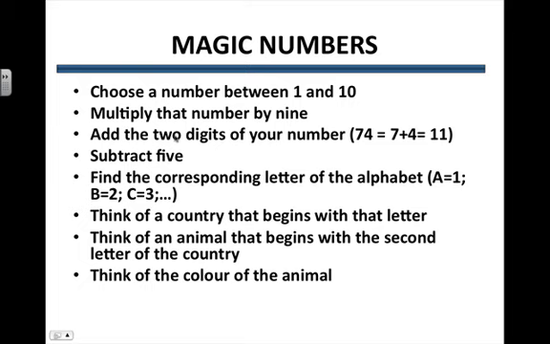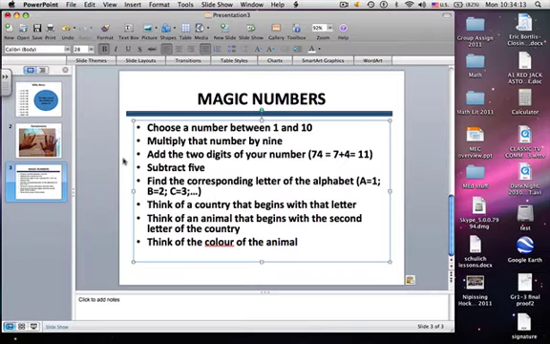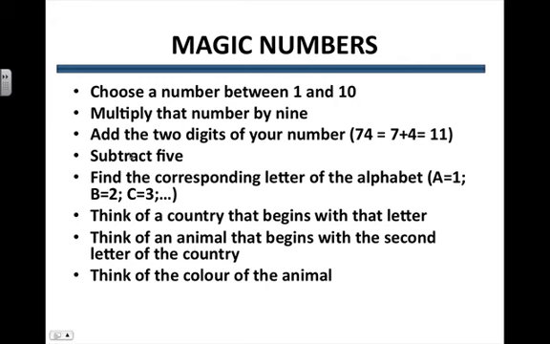But in our case, let's say that we pick number 6, we multiply it by 9, that's going to be 54. We add the 5 and the 4. That's always going to give us 9. And then the next step says subtract 5. Well, 9 subtract 5, we all know is 4. And everybody who gets to this stage will always have the answer 4. Then you're going to find the corresponding letter in the alphabet, where A is 1, B is 2, C is 3, and of course 4, D is 4.